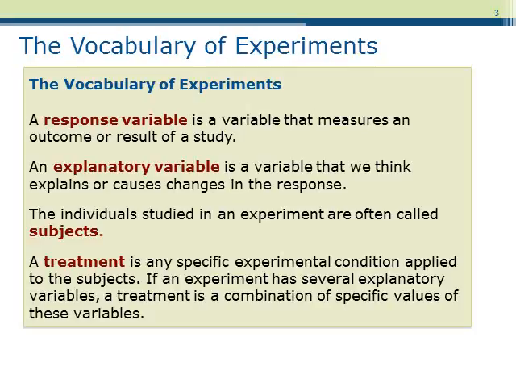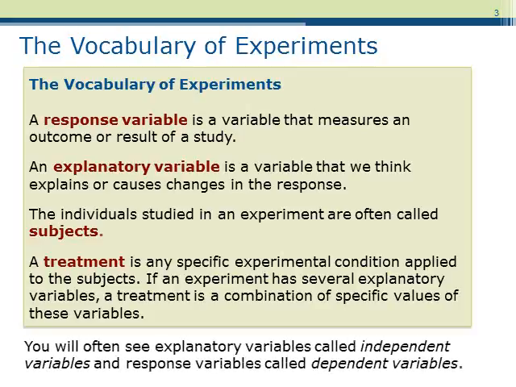Recall, the treatment is the condition applied to the individuals, sometimes called subjects, in an experiment. If an experiment has more than one explanatory variable, then our treatment will be a combination of these explanatory variables. Also, the explanatory variable is sometimes called the independent variable, and the response variable the dependent variable.